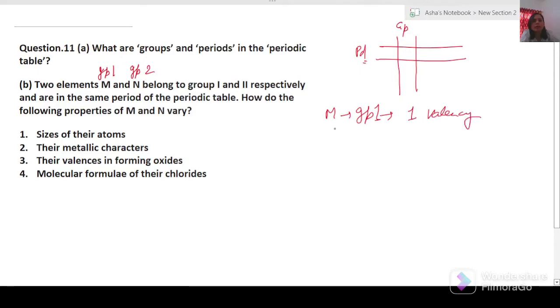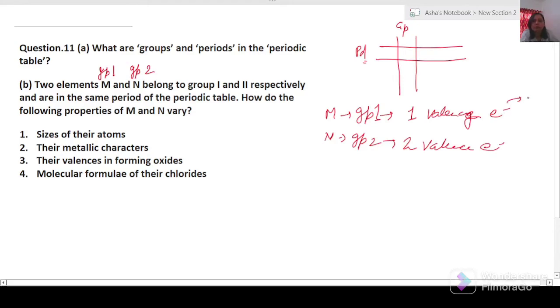The group tells us the valence electrons basically. So M will be losing one. Then N will be in group 2, so it will have 2 valence electrons. I will write here valence electron, not valency. So obviously they both will lose electrons to complete the octet. M will lose 1 electron, N will lose 2 electrons. So M's valency will be 1, and N's valency will become 2, right?